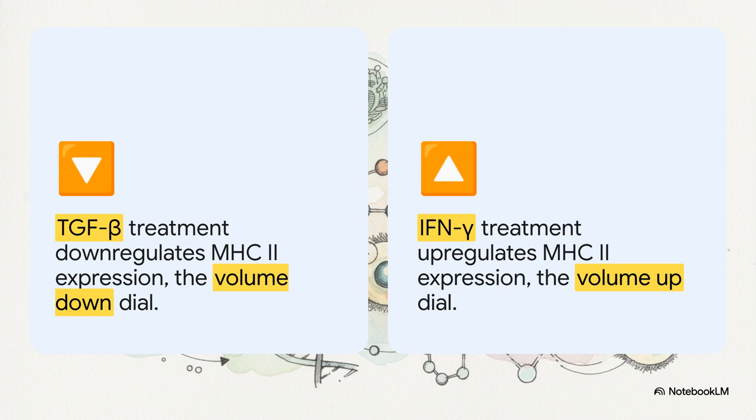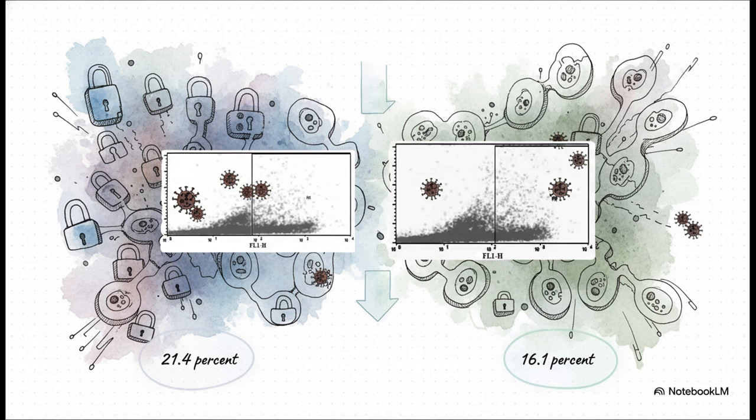On the right, they used interferon gamma. That's the volume up dial, which does the exact opposite by upregulating and adding a bunch more of those MHC II locks. Now, what's really interesting about this slide is the incredible precision of the data. When they applied that TGF-beta, turning the cellular volume down and stripping away those MHC II locks, the flow cytometry histograms shifted noticeably.